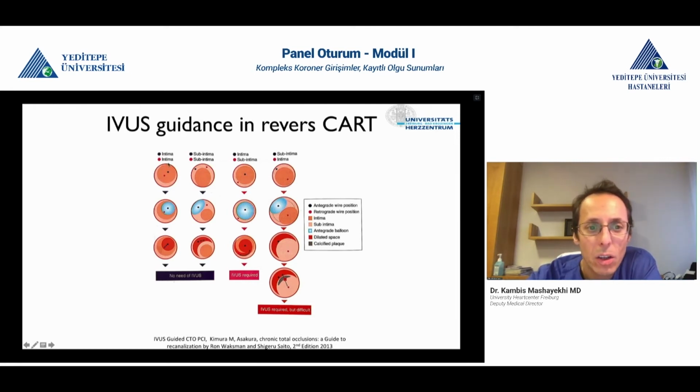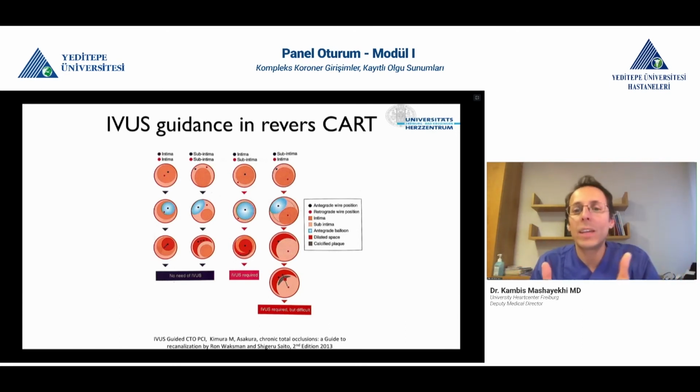For this scenario, you don't need IVUS. For this reverse CART scenario, you only need the dilatation and the reverse CART will work. You dilate over your antegrade balloon, the intraplaque, and then the retrograde wire will follow. Very easy. The same is also here if both are subintimal. So let's say you have an antegrade knuckle and a retrograde knuckle. So both are in subintimal, and you will be able to connect because you dilate antegradely and your retrograde wire will follow the antegrade pathway.